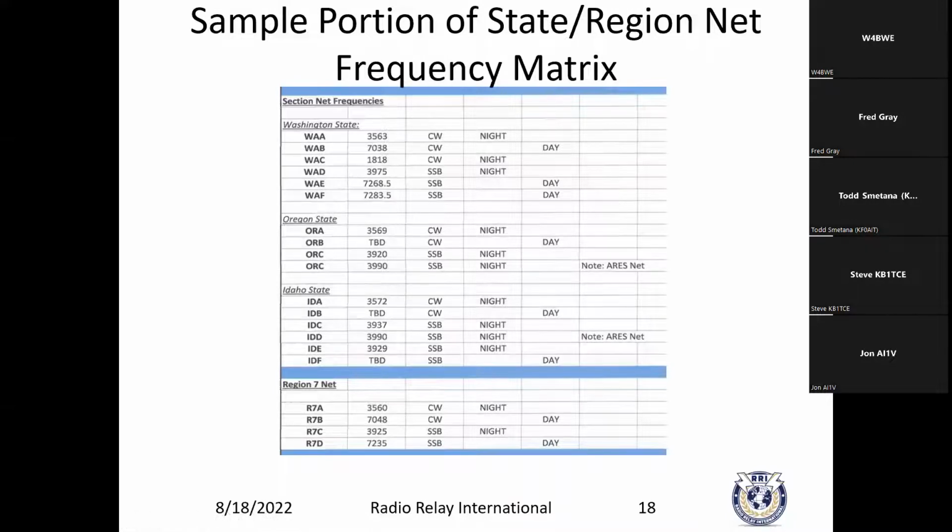And in doing so, we created a mode frequency matrix. So this might be a good example, right, of a mode frequency matrix. You have a network designator, for example, Whiskey Alpha Alpha, that represents 3563 kilohertz, mode CW at night. Whiskey Alpha Bravo might be 7038 kilohertz, mode CW in the day, and so on. And we issued these frequency matrices with the detailed exercise plan, okay, for the participants.